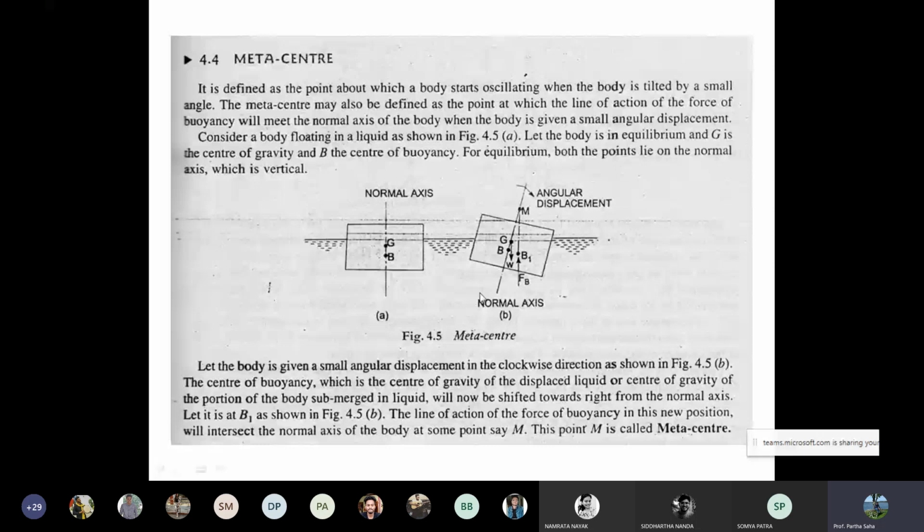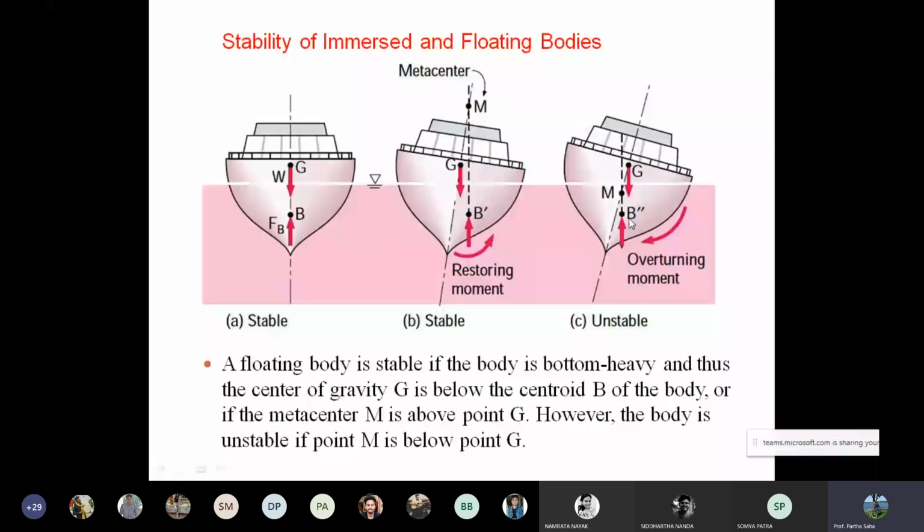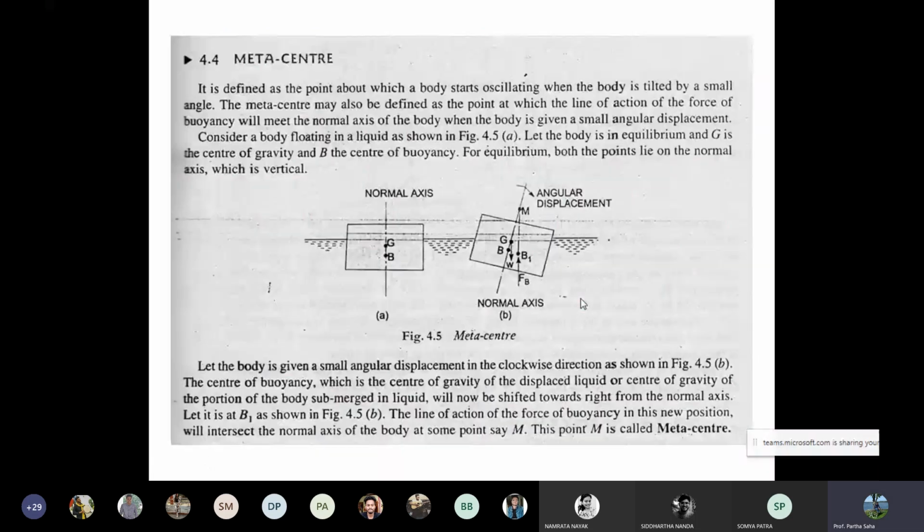But if the metacenter, like in the previous case, if you draw the vertical line and the metacenter is below the center of gravity, this will be an unstable condition. Okay, so this is how the metacenter has been determined.